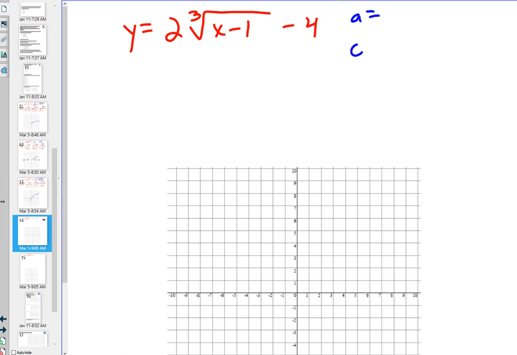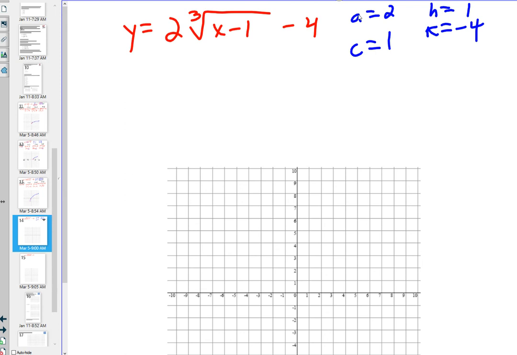But just like before, we're going to identify A, C, H, and K. What's my A value here? 2. What is C? 1. Yes. What's H? Positive 1. And what's K? Negative 4. I do not have an endpoint here. I don't have a C, which is good. I don't have a fraction.